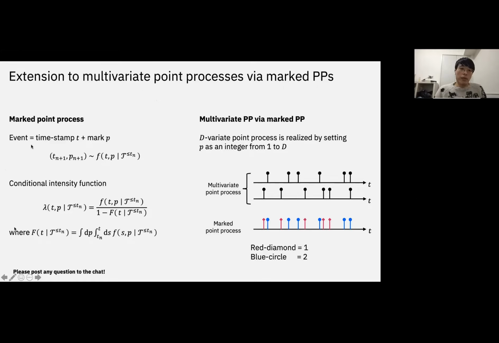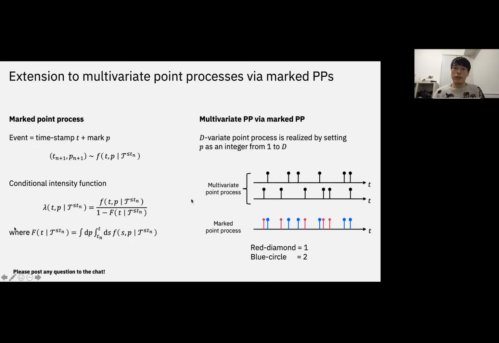So marked point process is an extension of a point process where each event has not only its timestamp t, but also a mark p, which is like a label of the event. And this event sequence of marked point process is modeled by this probability density function. And also we can define the conditional intensity function by this formula. So it is quite simple to extend from a simple point process into marked point process.